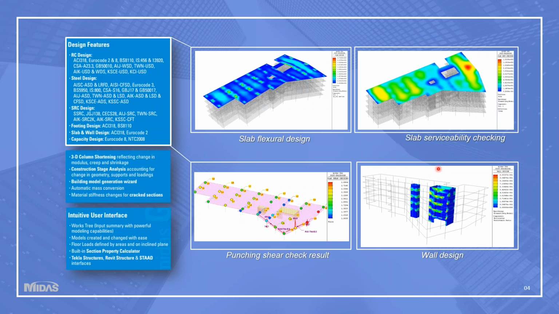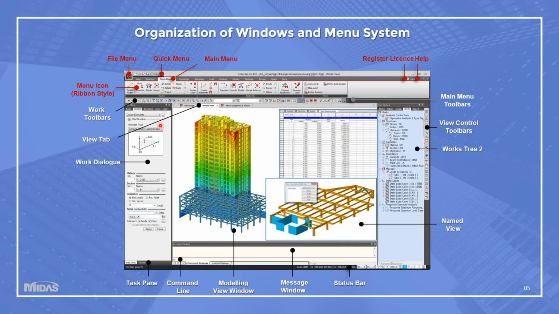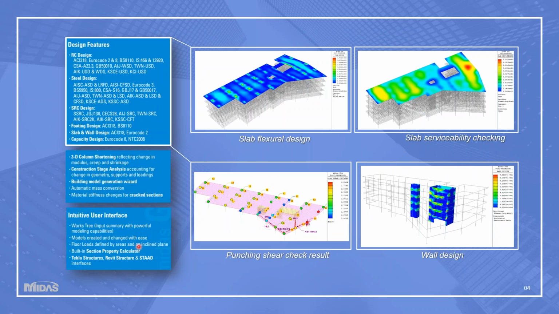Some of you are already using Gen for some time, but some of you are new to this software. So let me briefly introduce the main helpful features that we have in MIDAS Gen. Of course, we need to mention the intuitive user interface. In the software, we have the works tree. So basically, you can check all procedures that you've done in the program in the works tree. Geometry, properties, materials, boundary conditions, and loading that you add to the program can be checked and modified easily in the works tree. And you can also interact with Tekla and Revit structures.